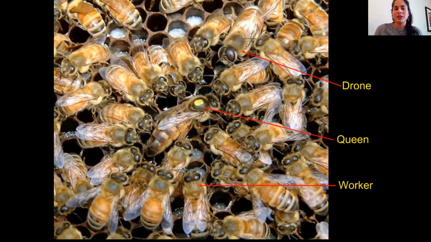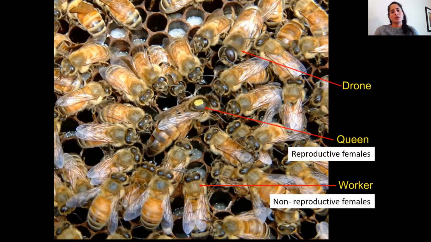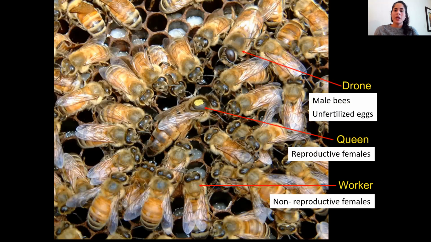If you have your own bees, and I think most of you do, you also know this, of course. The honeybee colony has three castes: the worker, the queen, and the drone. The workers are the non-reproductive females. The queen is the only reproductive female in a colony. There's only one queen. And the drone, well, they're the male bees, and they come from unfertilized eggs.